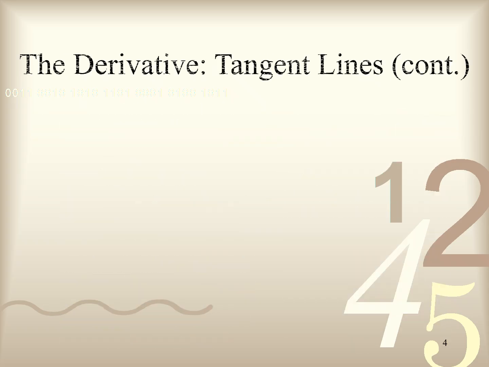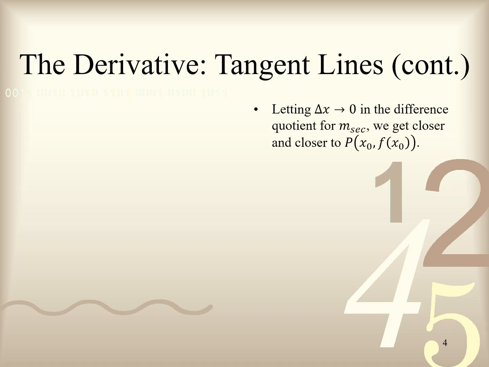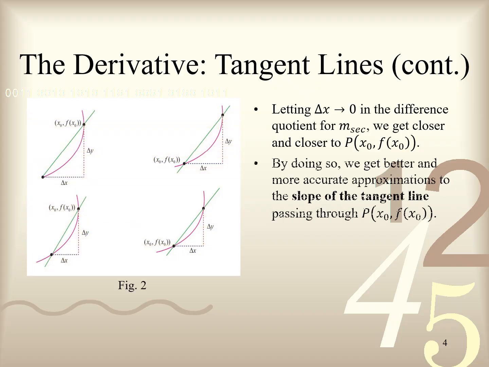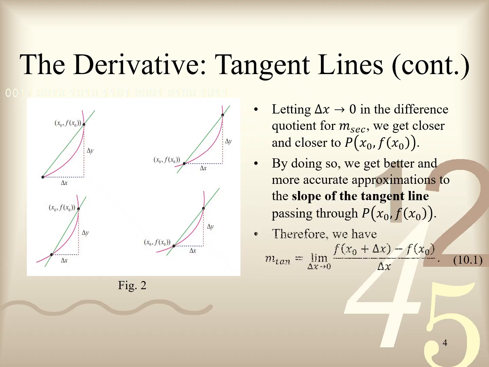Continuing with our discussion of the tangent line problem, letting delta x approach 0 in the difference quotient for the secant line, we get closer and closer to point P with coordinates x0, f of x0. By doing so, we get better and more accurate approximations to the slope of the tangent line passing through P, as we can see in figure 2. Therefore, we have that the slope of the tangent line is the limit as delta x approaches 0, of f of x0 plus delta x, minus f of x0, all over delta x, labeled as 10.1.